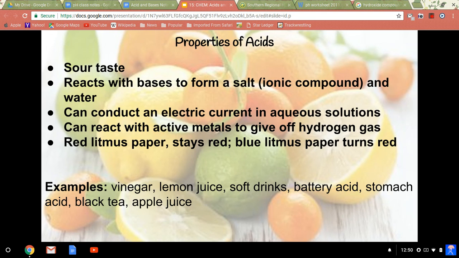There are some indicators, like red litmus paper. If you test an acid with red litmus paper, it will remain red. It will just look like it got a little bit wet. And if you test blue litmus paper, which is another indicator, with an acid, it will turn it to red.